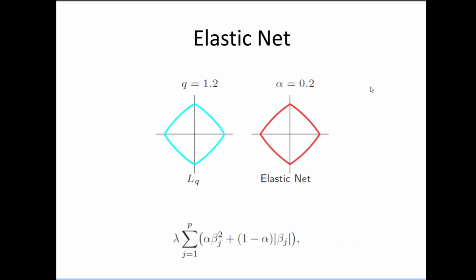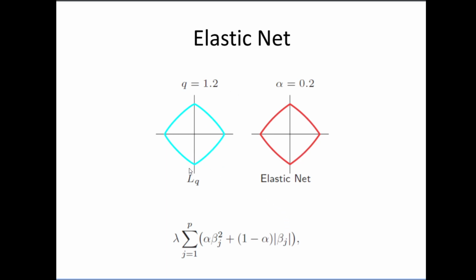Now we have something called elastic net. It is the best of both worlds. It has beta j square. It has that circular property. It is nice to variables, but it is also harsh to them. It can lead to 0 if it wants.